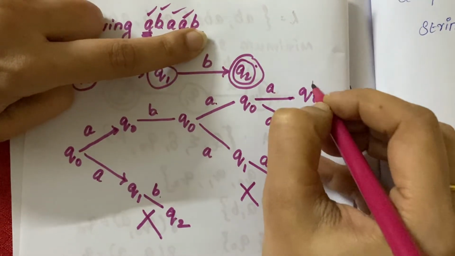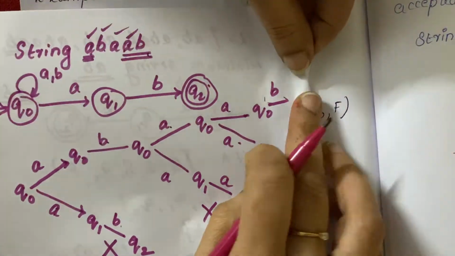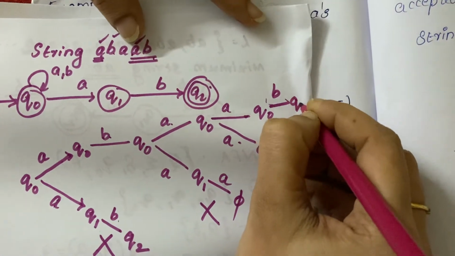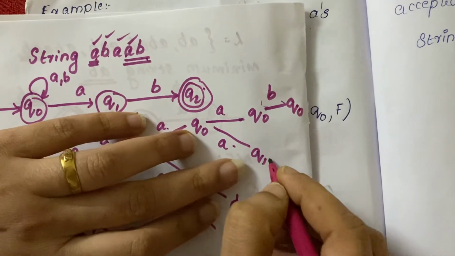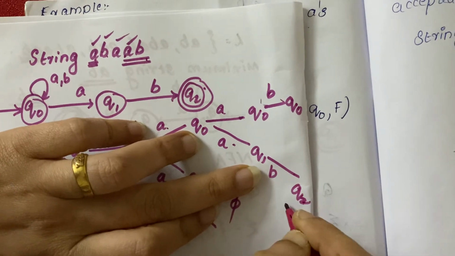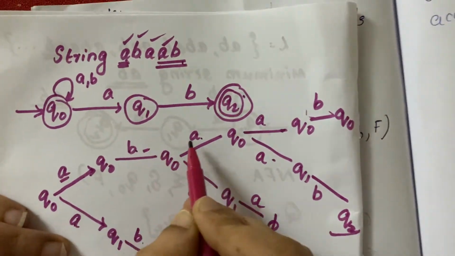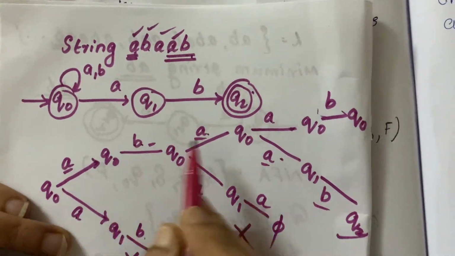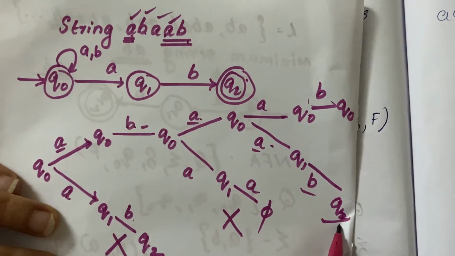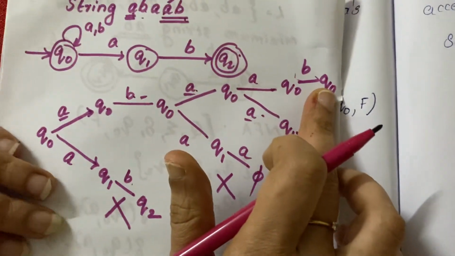Now next is B. Q0 on accepting B goes to Q0 itself. And when you give B here, it goes to the final state. This is an acceptable state. Why? Because the string you see is A, B, A, B, and by that string it has reached the final state. So this string will be accepted, and this will be the moves.